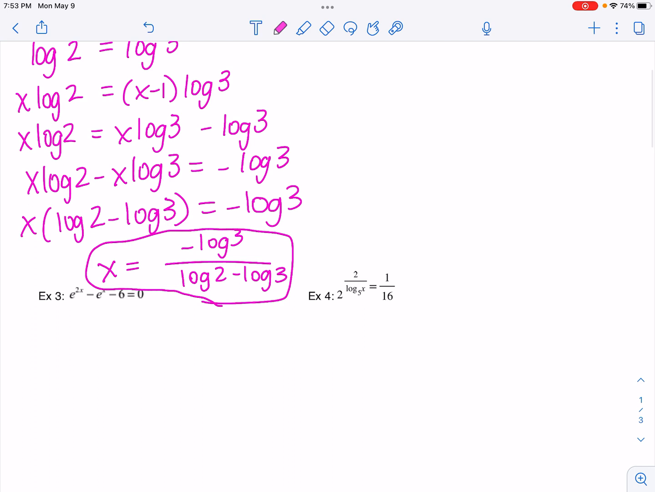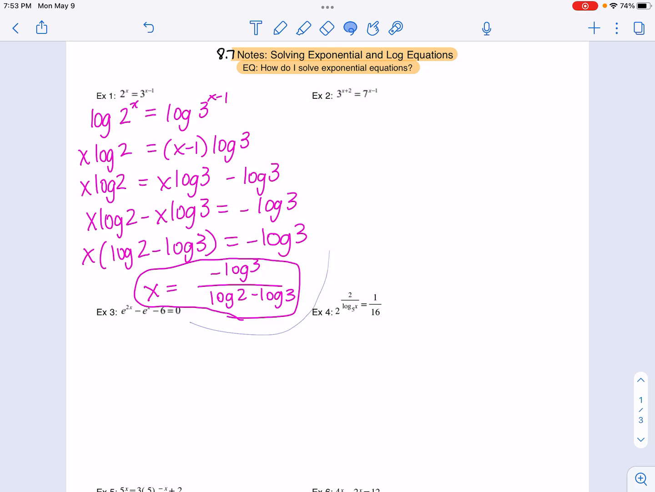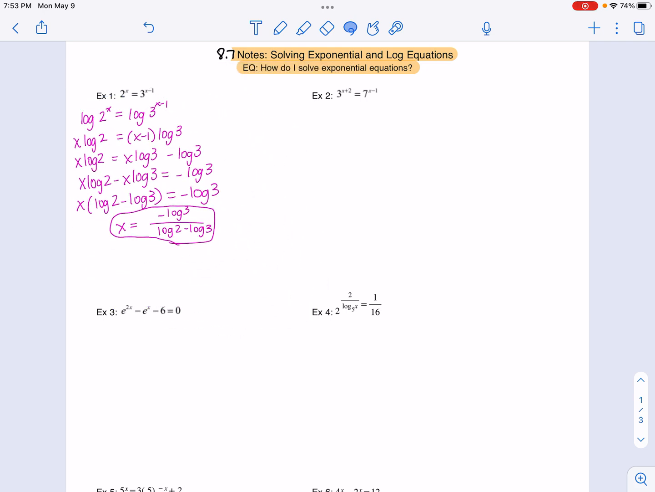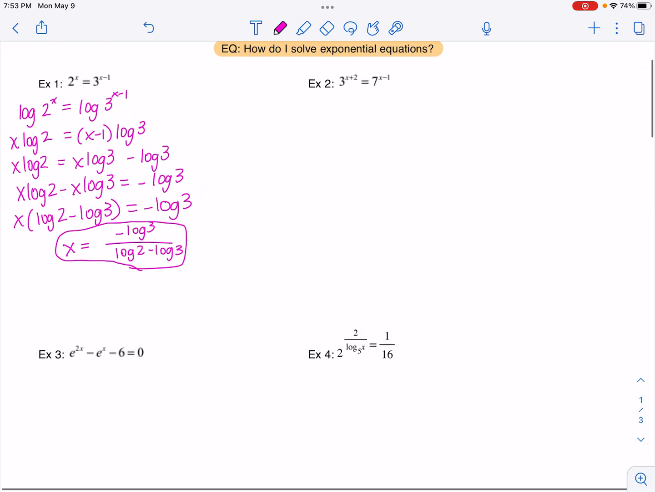I'm just concerned about you solving for x. Like I said, this is a numerical value. You could plug that into the calculator and get some decimal approximation, but we want the exact value of x here. So this is all that we want. If you are solving and you get some other form of your answer and you're not quite sure if it's the same thing as what I got, put it into the calculator and see if the decimal approximations are the same. If they are, then you're good.